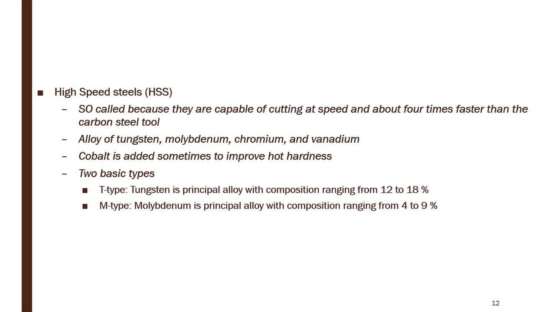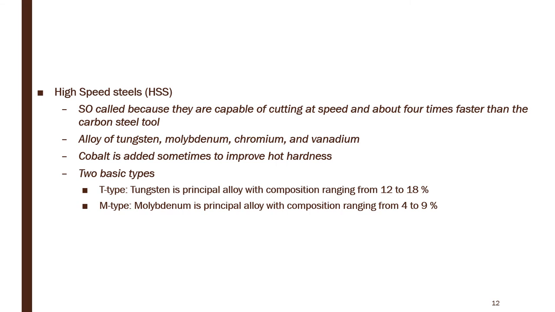High speed steels are called HSS because they are capable of cutting at very high speeds, about 4 times faster than the carbon steel tools, which was the only cutting tool available for metal cutting operations earlier.